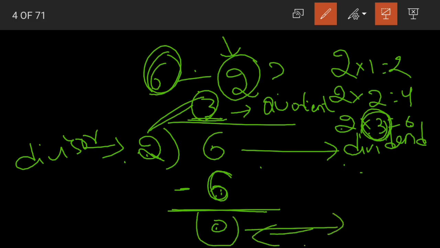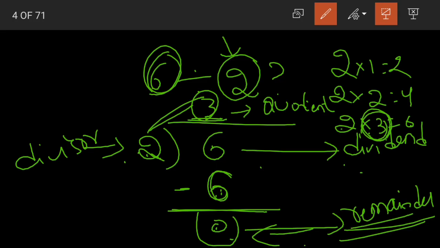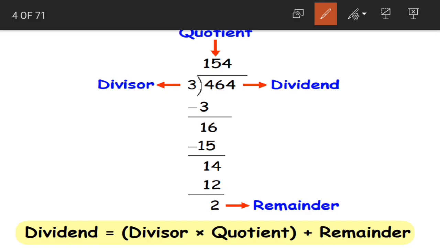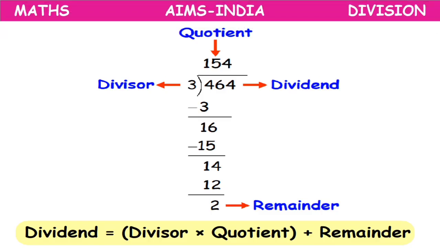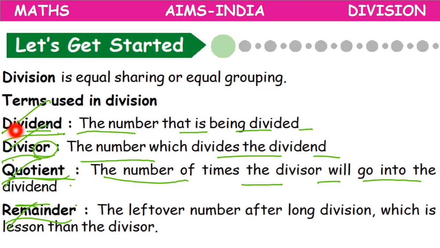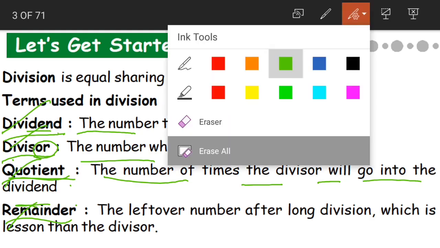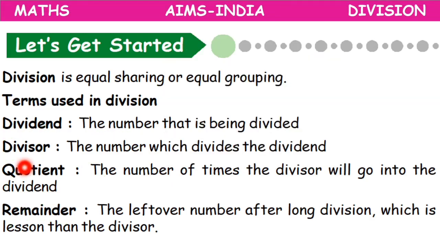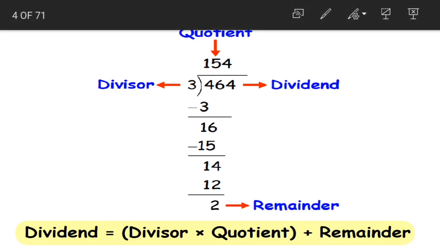Now what does 0 become? 0 is what is remaining, so it becomes our remainder. The number that is remaining at the end of division becomes our remainder. Clear, children? What terms do we have? Dividend, divisor, quotient, remainder. Yes, we have 4 terms that are used in division: dividend, divisor, quotient and remainder.